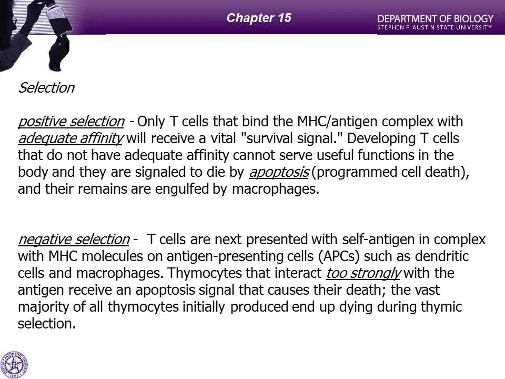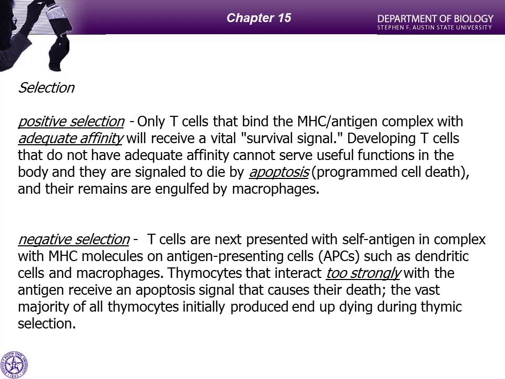And so now the cells that have receptors that work move closer to the medulla into the next compartment. And here we undergo negative selection. And in the negative selection step, what we're in fact doing is the antigen-presenting cells are challenging the T cells with self-recognition markers. So only those T cells that have functional receptors have gotten in.